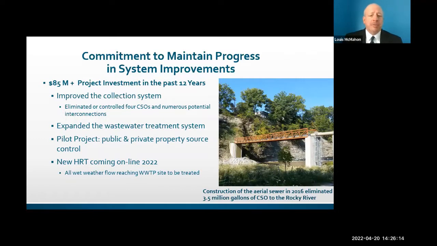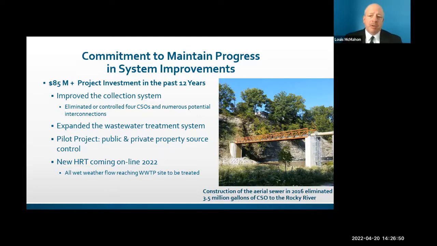As I mentioned, Lakewood never stopped making progress, even as it was developing its plan. It's done about 85 million, actually more than that, in projects, and several of those projects have eliminated or fully controlled some CSOs and other interconnections that we found in the system. We did a pilot project of what's the cost-effective way of handling this very strange system with over-under public sewers and private property connected to the sanitary laterals, downspouts connected to that. What is the cost-effective way to go forward in the different projects?